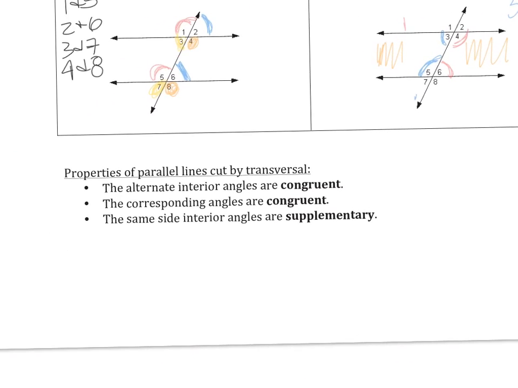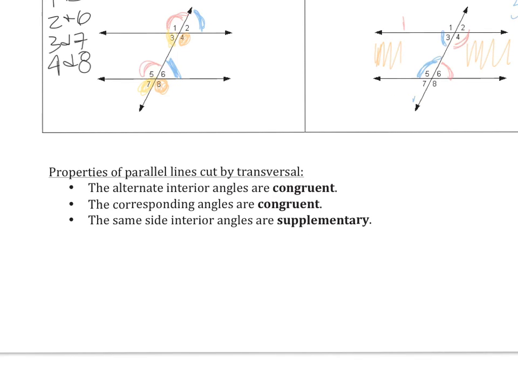Okay, couple of important things. Alternate interior angles are congruent, corresponding angles are congruent, and the same side interior angles are supplementary. Okay, so one of the things that we have to remember this, and it looks something like this.